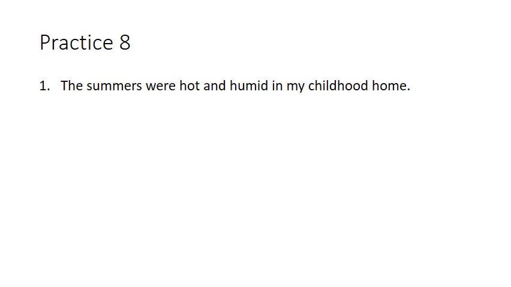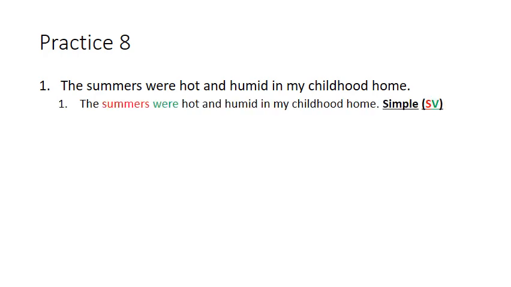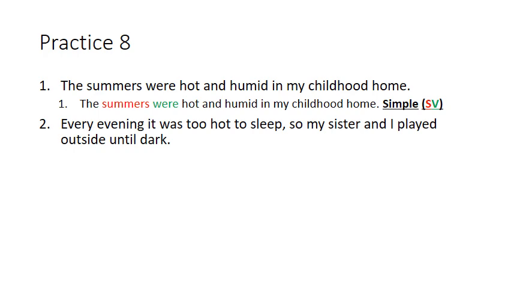So if we look at this one, the summers were hot and humid in my childhood home. Now, we have an and there, but after and we have the word humid, and humid is actually an adjective. So in this case, the subject is going to be summers, the verb is going to be were, so this means we just have a subject and a verb, which means it's a simple sentence.